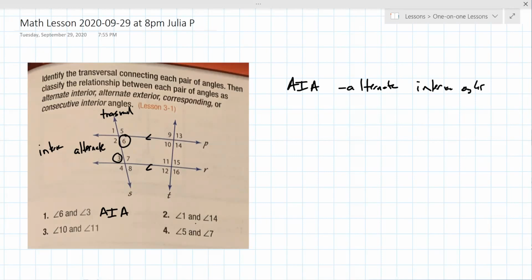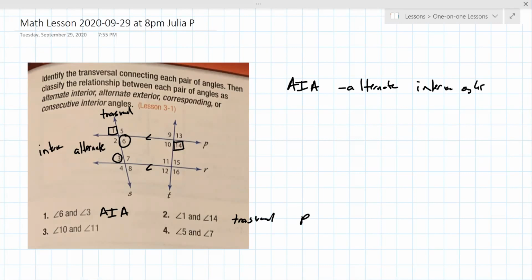So 1 and 14, angle 1 I box that in. They alternate over this, but we don't know that lines S and T are parallel. Actually, it doesn't look parallel at all. There is a transversal, so the transversal for this one is P, but the lines aren't parallel.